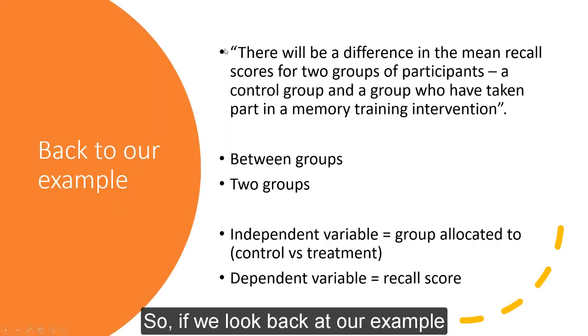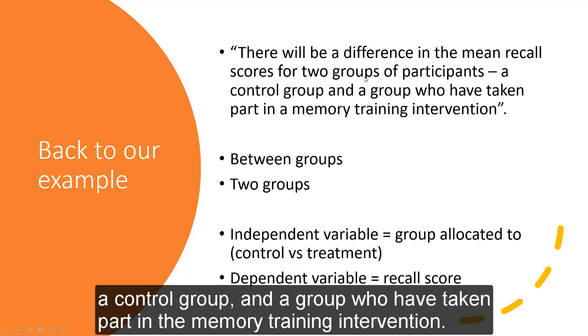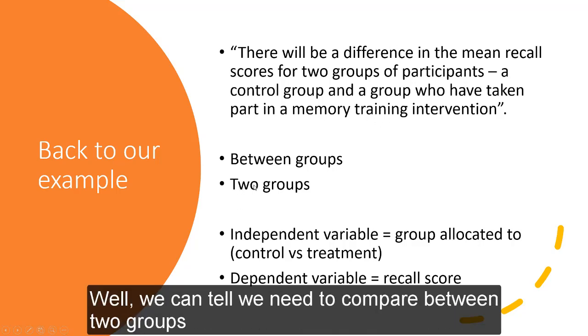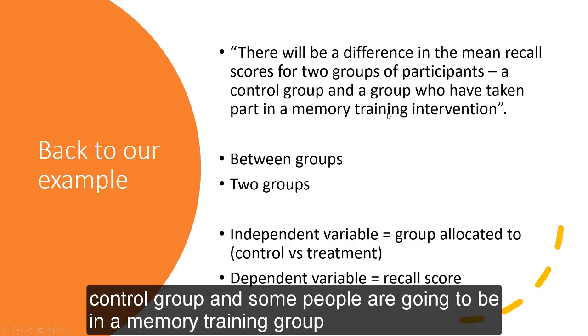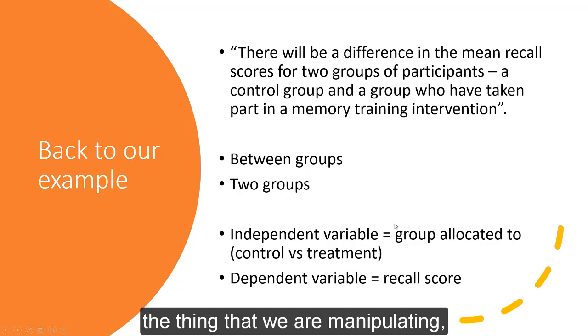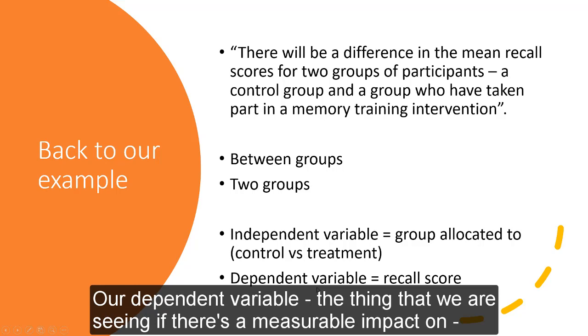So if we look back at our example, our hypothesis was that there will be a difference in the mean recall scores for 2 groups of participants, a control group and a group who've taken part in the memory training intervention. So what can we tell from that hypothesis? Well, we need to compare between 2 groups. And we can also tell that this is a between groups design, because some people will be in a control group and some people are going to be in a memory training group. So our independent variable, the thing that we're manipulating, is whether someone is allocated to the control group or the treatment group, the memory training intervention. Our dependent variable, the thing that we're seeing if there's a measurable impact on, is recall score.